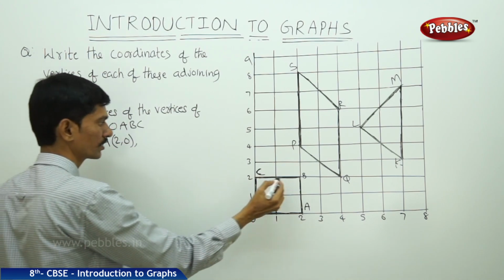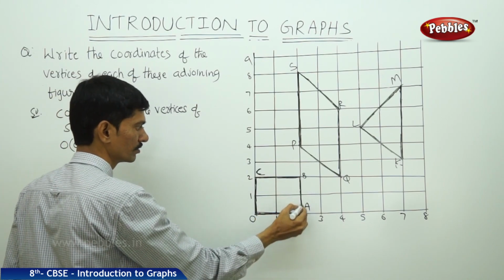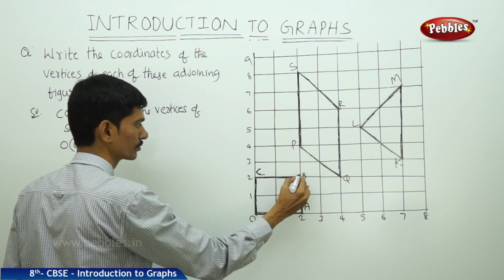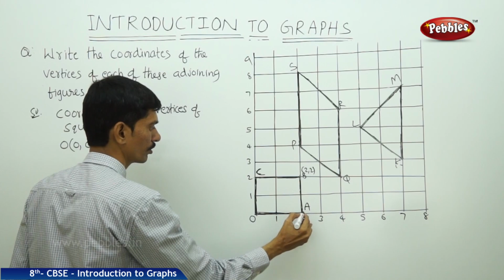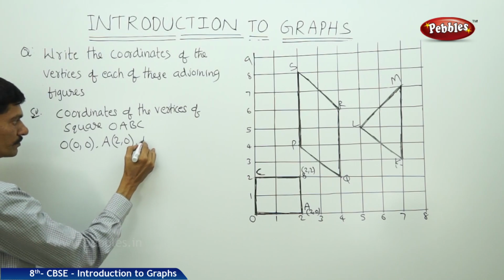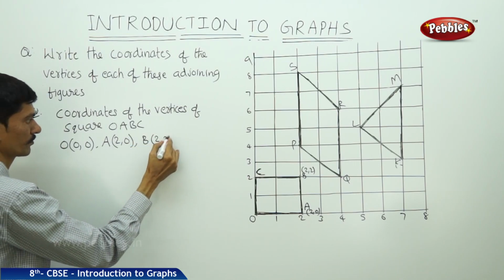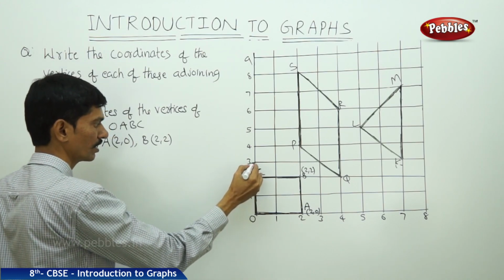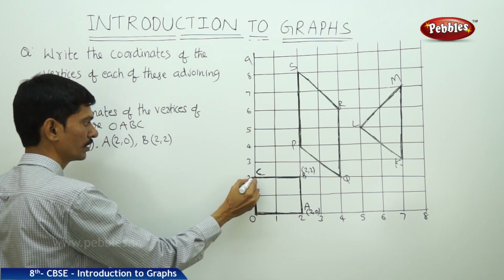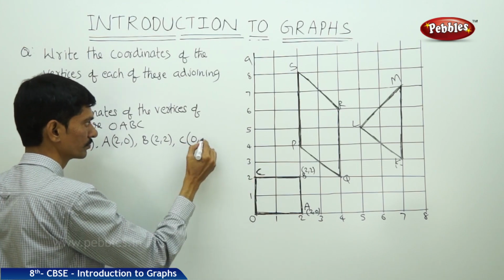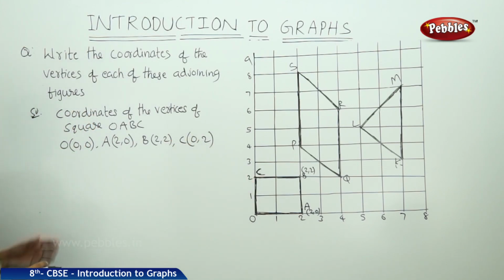Then the third vertex is B. It is on the vertical line 2 and the horizontal line also 2. So its coordinates are (2, 2). The coordinates of A are (2, 0) and coordinates of B are (2, 2). Next, coordinates of C. As the point C lies on the y-axis, its x coordinate is 0. So C coordinates are (0, 2). So these are the 4 vertices of the square.